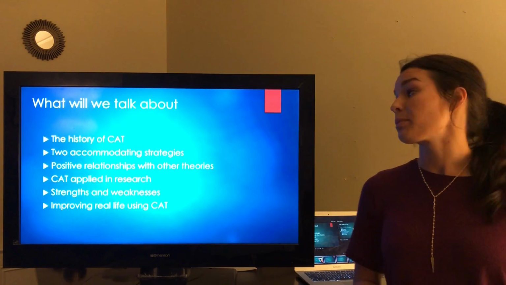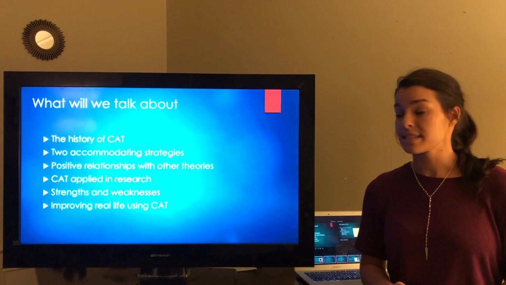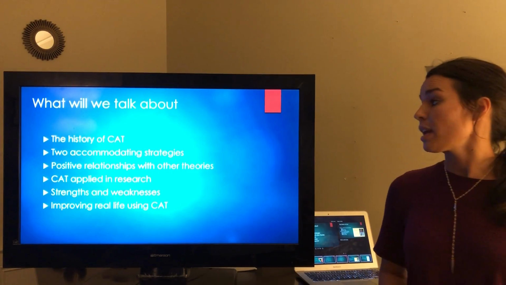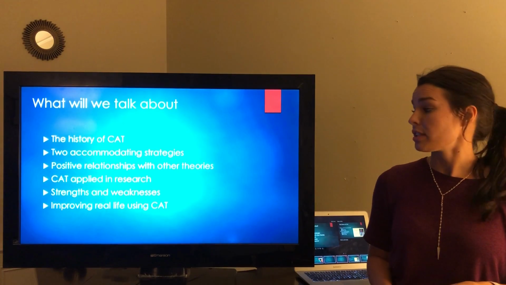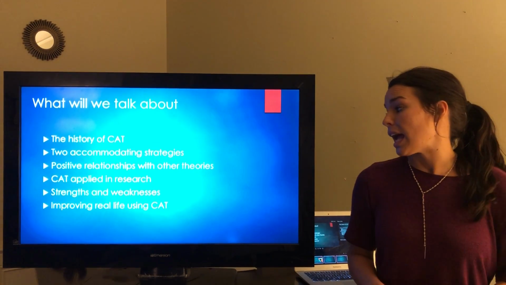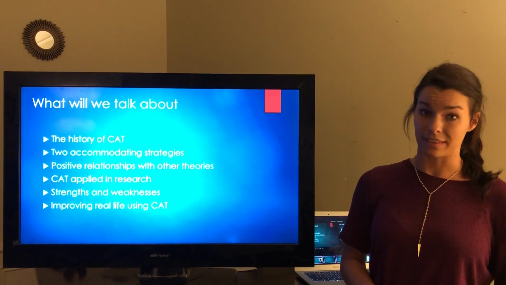Throughout this presentation, we will talk about the history of CAT, two accommodating strategies, positive relationships with other theories, CAT applied in research, the strengths and weaknesses of the theory, and 3 different ways we can improve real life using CAT.